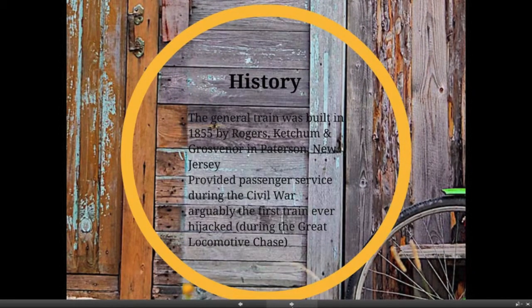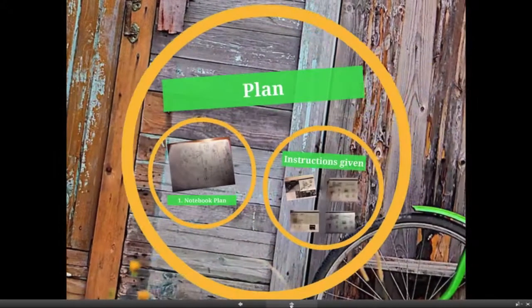Here is the brief story of the General train. The General train was built in 1855 by Rogers, Ketchum, and Grosvenor in Paterson, New Jersey, provided passenger service during the Civil War, and it was arguably the first train ever hijacked during the Great Locomotive Chase during the Civil War.